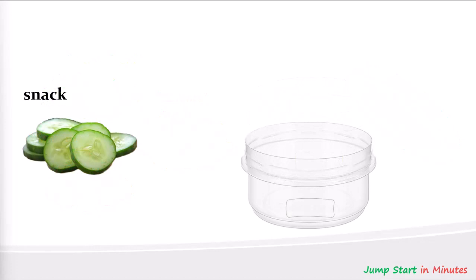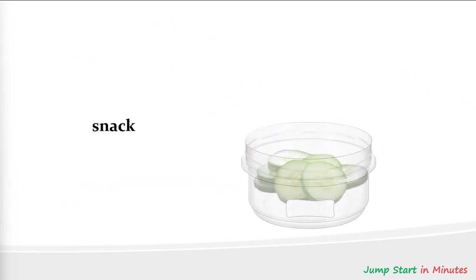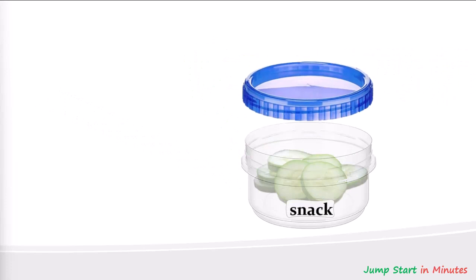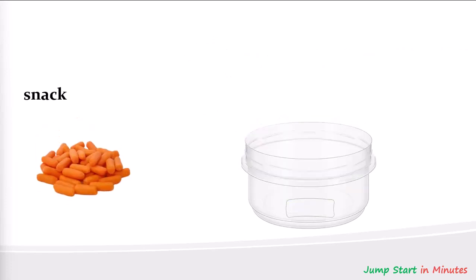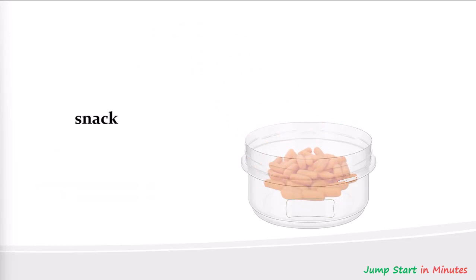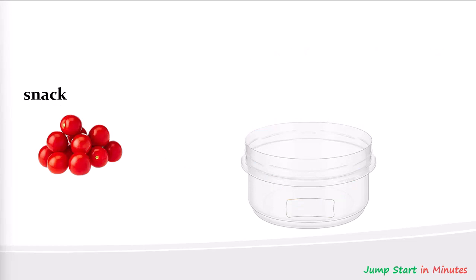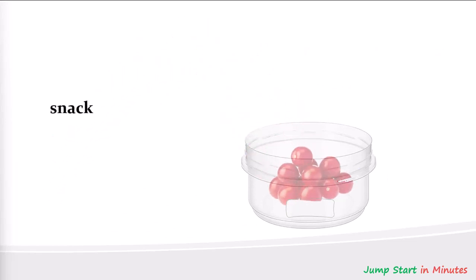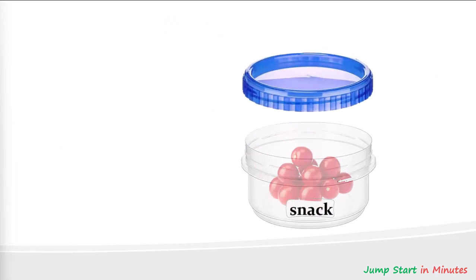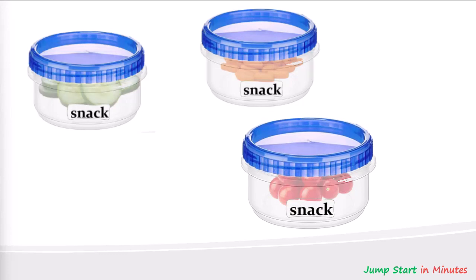One day it could be cucumbers. The other day it could be carrots. And yet another day it could be tomatoes. If we look at this example, we see that your snack container contents can change depending on your preference of vegetable for that day. Such a container whose contents can vary or change, we call such a container a variable.